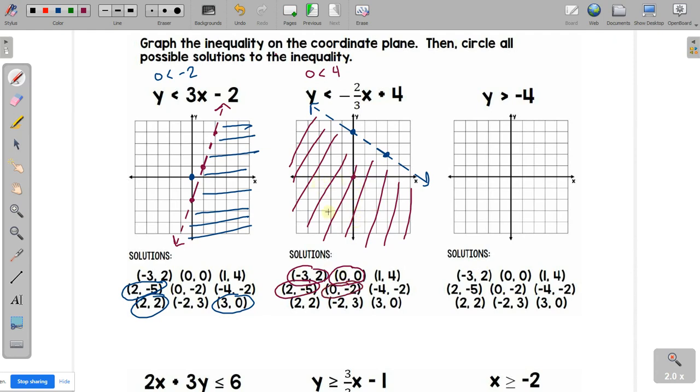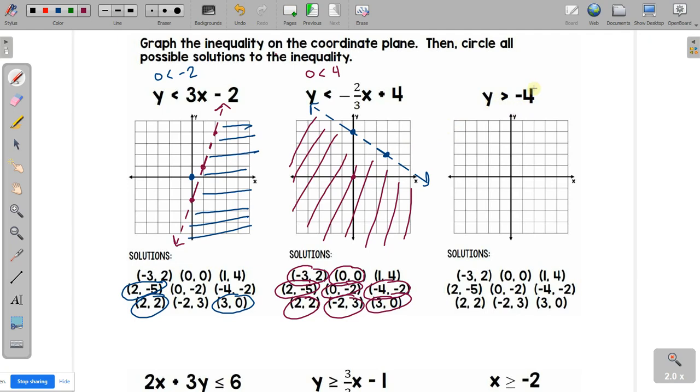(-4, -2) is a solution. (2, 2) is a solution. (-2, 3) is a solution. And (3, 0) is a solution. Okay, let's look at the next one.